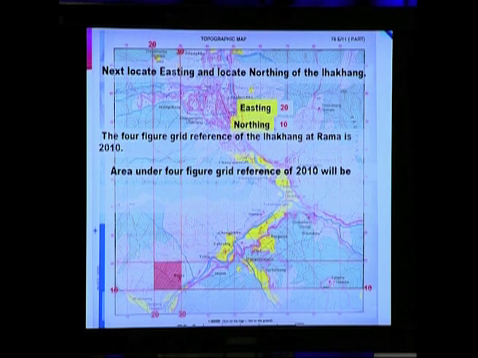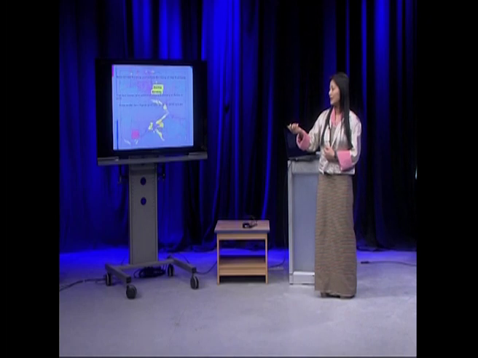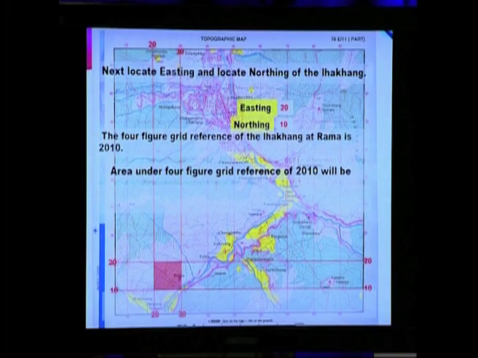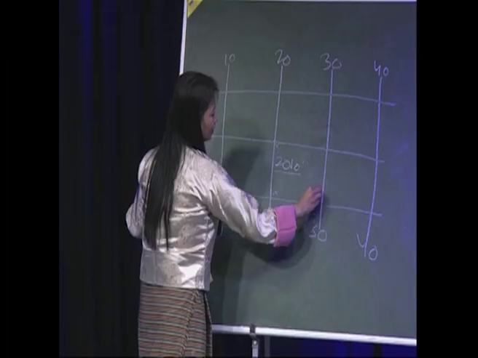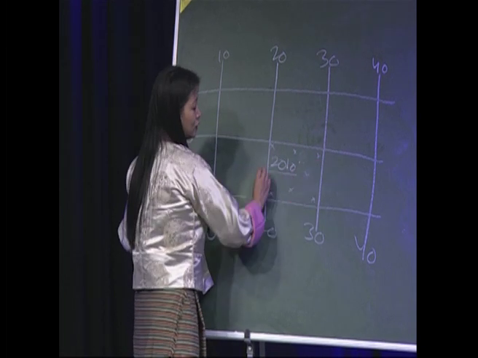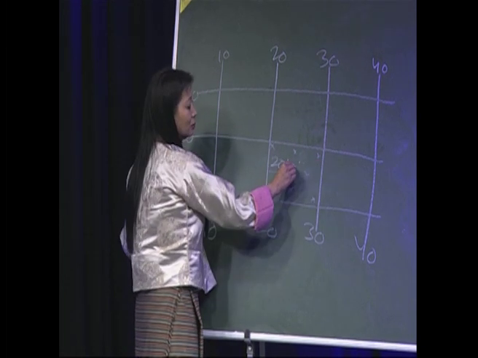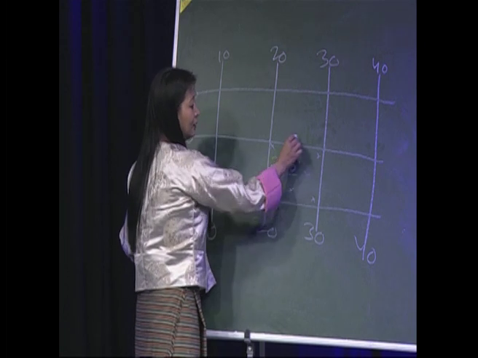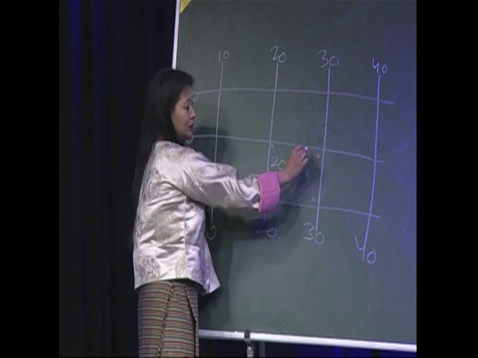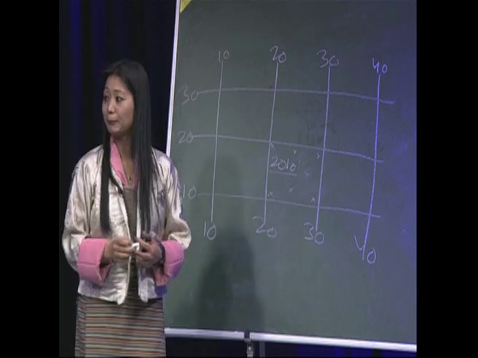The area under four-figure grid reference 2010 will be this whole area, the whole grid is under 2010. So no matter where this X is, it can be anywhere inside this grid, it is all under 2010. It need not be at the center. As long as it is in this grid, it is under 2010.